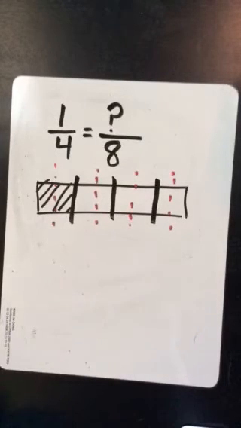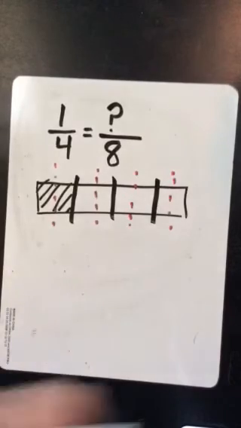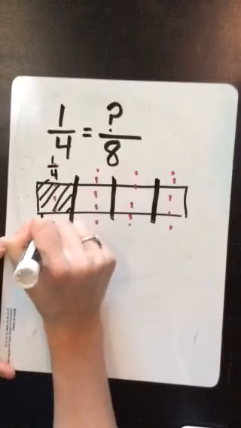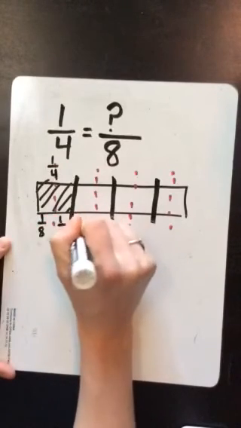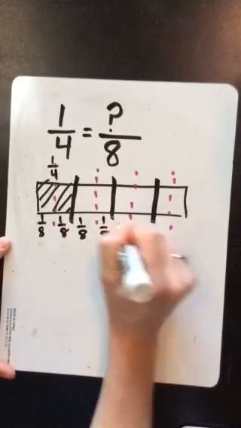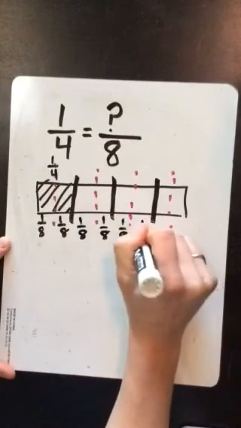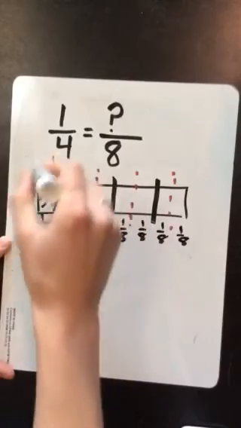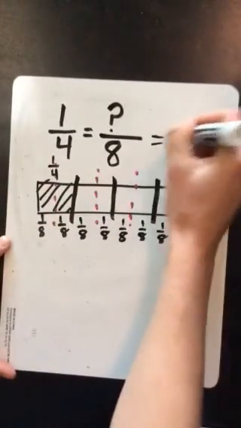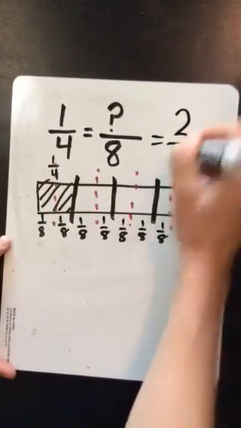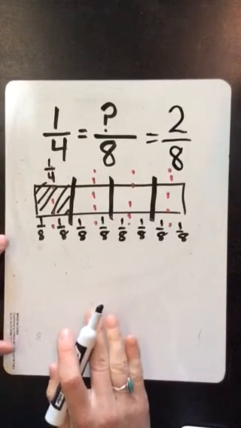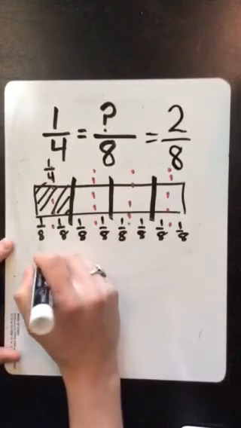Now, how many eighths did my friend eat? Here, let me label. Up here we had 1/4, but now we have 1/8, 1/8, 1/8, 1/8, 1/8, 1/8, 1/8. And I see 1/4 is equivalent to 2/8. Am I done? Not quite. I need to answer in a complete sentence.